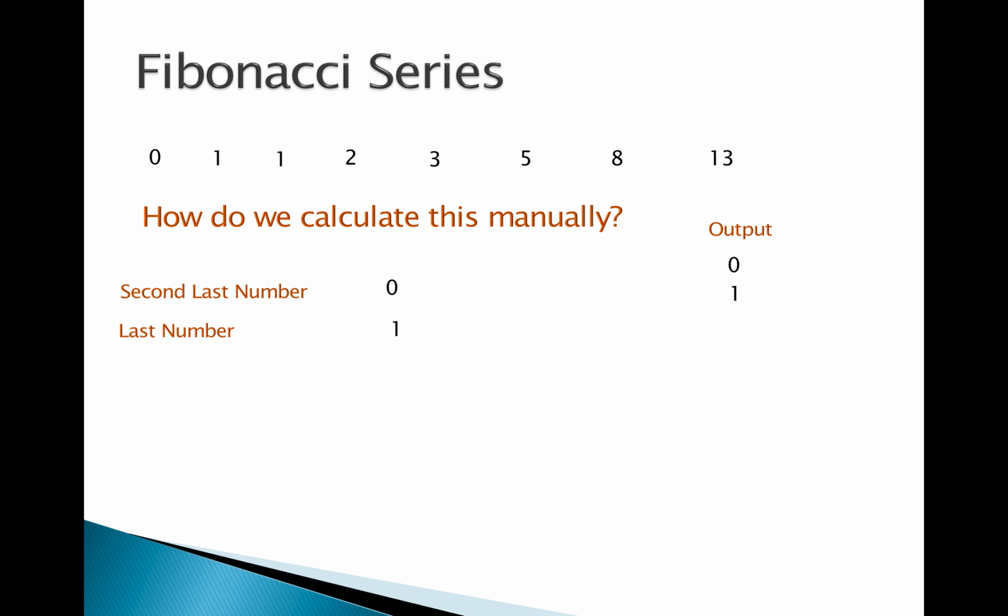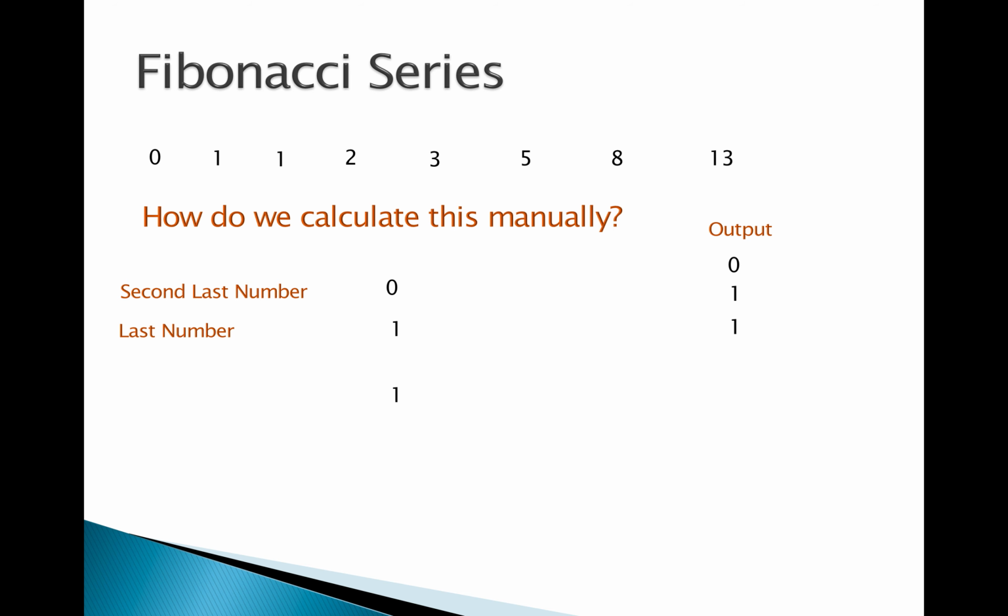Now to compute the third number, we are just going to add the second last number with the last number. So this will be our output, which is the added output, which is going to be 1. Now after we get the added output, we are going to output this as well, which is the third number. Now in order to get the fourth number, what we need to do is make our last number the second last number and our recent output the last number. So that is what we are going to do here.